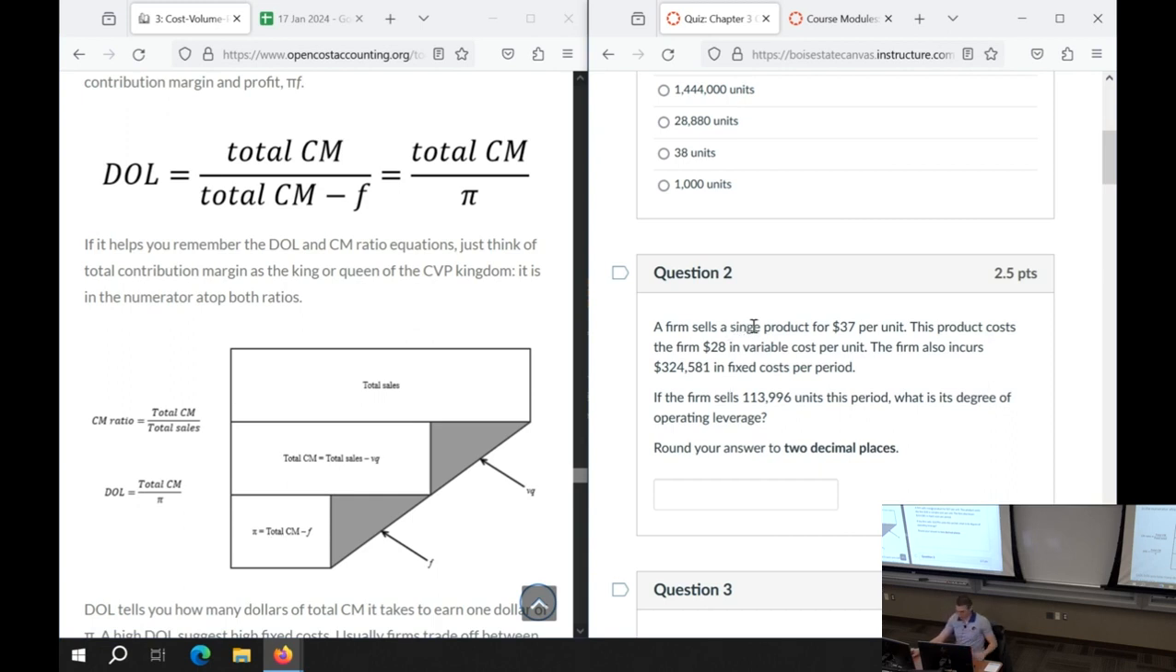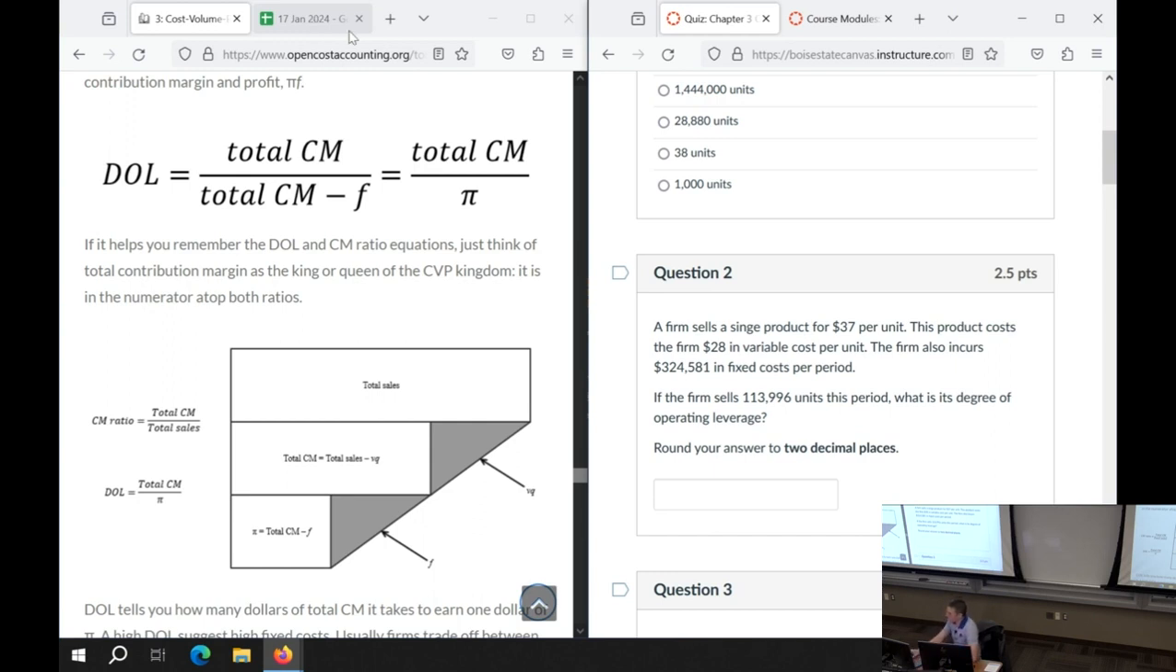A single product. Oh, I should fix that. I will make a note to fix typo on that problem. Fix single typo.